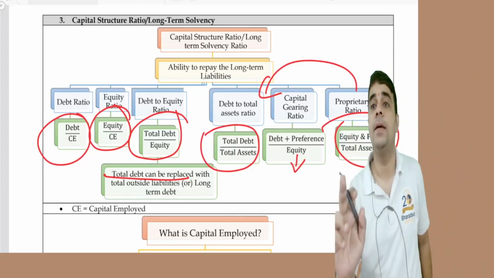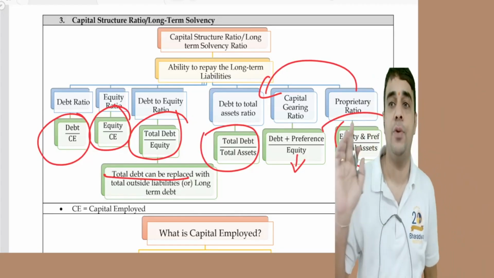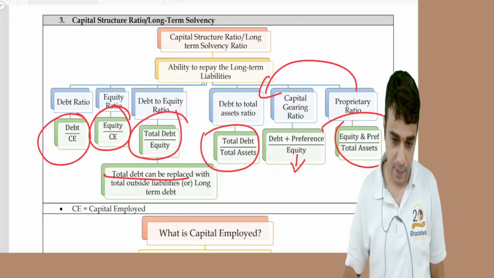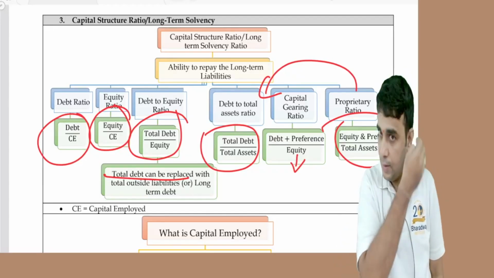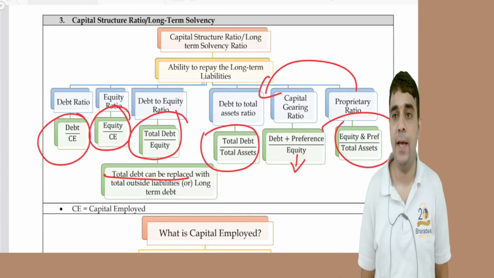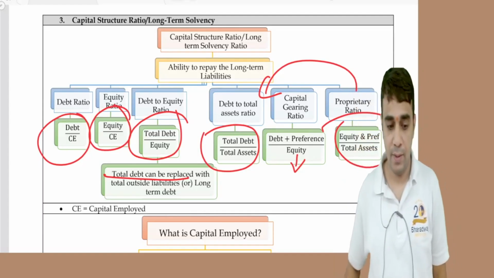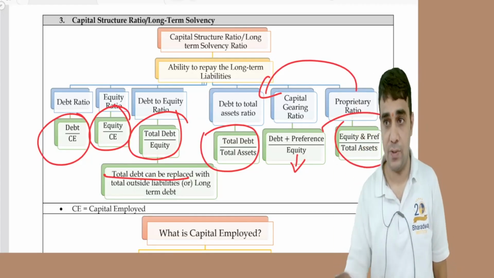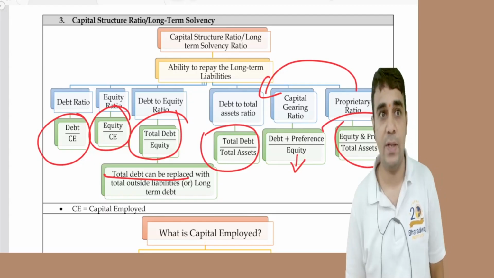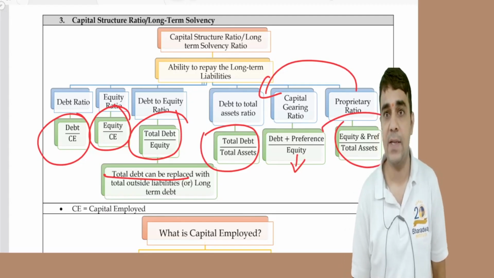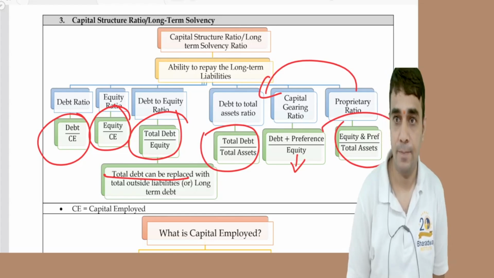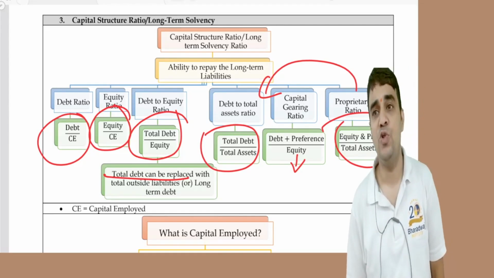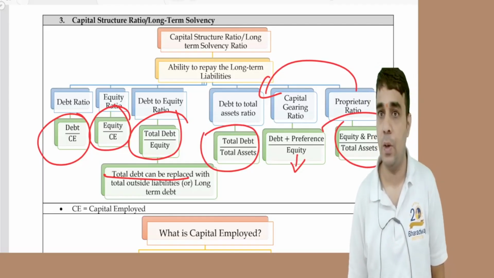For the capital gearing ratio, preference will always be added to debt. Fixed capital by variable capital. Wherever you see the word equity there, equity includes reserves and surplus. The term is defined below also. Equity means reserves is part of equity. Unless they specifically use the word equity capital, equity will include reserves.